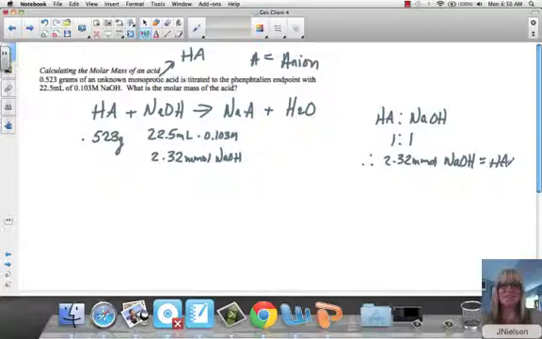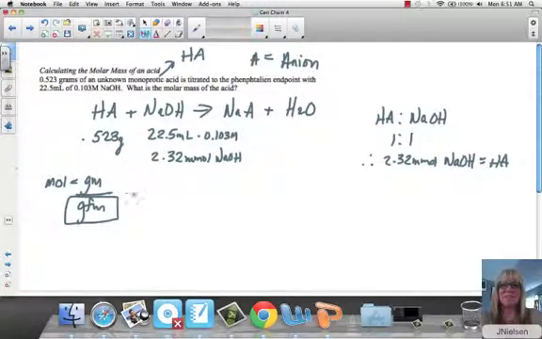So, what are they asking us to find? They want us to find the molar mass of the acid. So, we know that moles equals given mass over gram formula mass, right? This is what they're asking us to find.